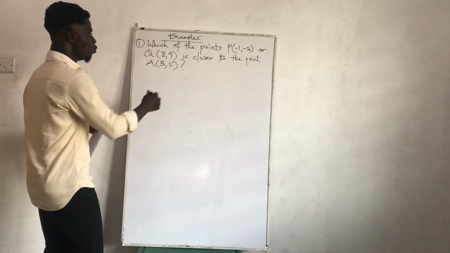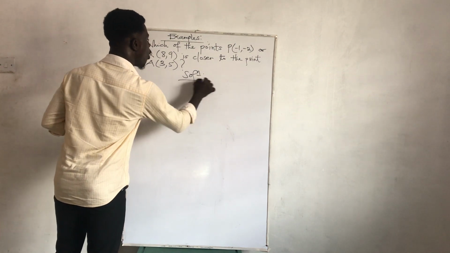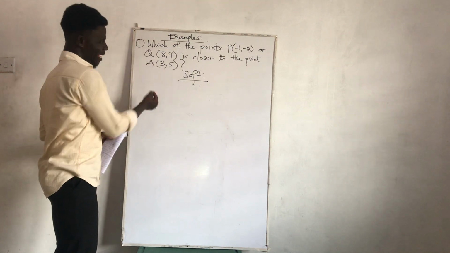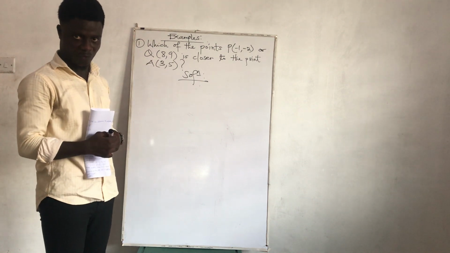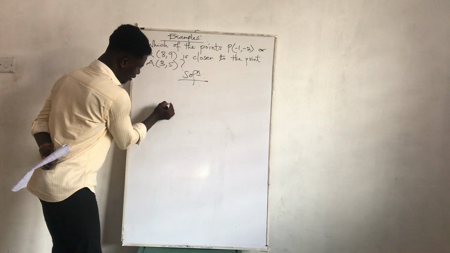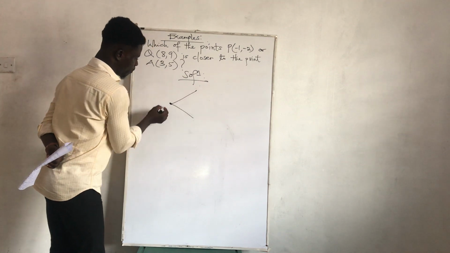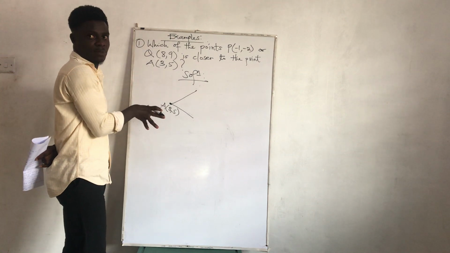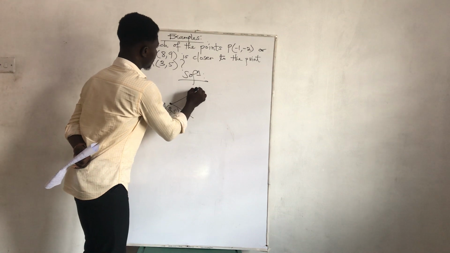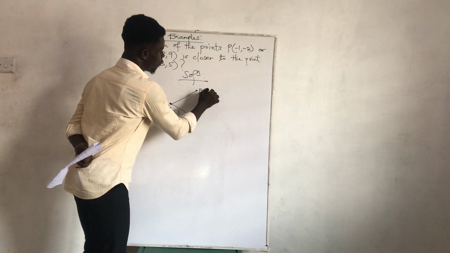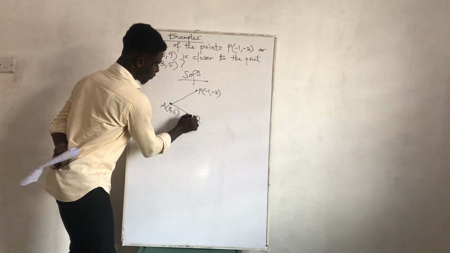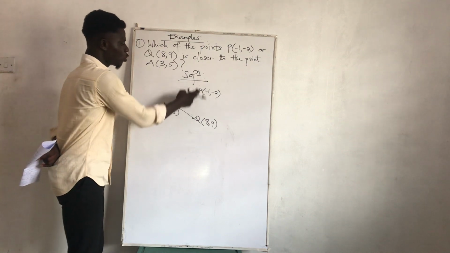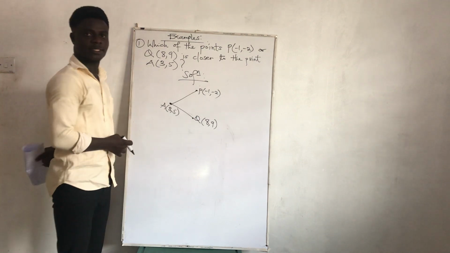What they are asking is which of the following points, that's point P and point Q, is closer to this point A(3, 5)? So let's do a simple sketch. We have point A, which is (3, 5), the master himself. Then point P(-1, -2), then point Q, which is (8, 9). They are asking which of these points is closer to A.